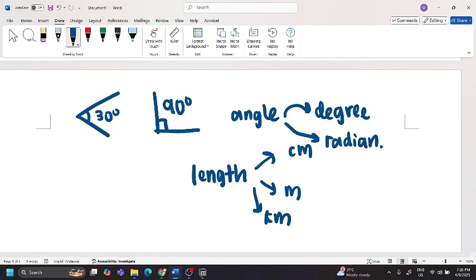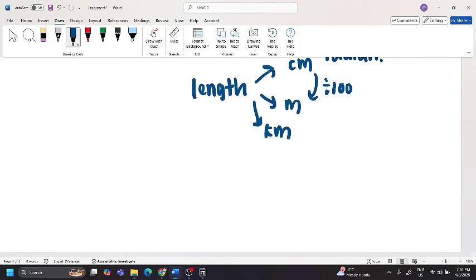And think about cm and meter. How do I convert centimeter to meter? You divide by 100. So how do I convert from degree to radian and from radian to degree? An easy way is like this. Before we know how to convert, you need to know what a radian is first.